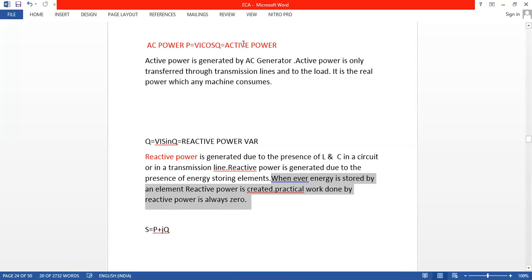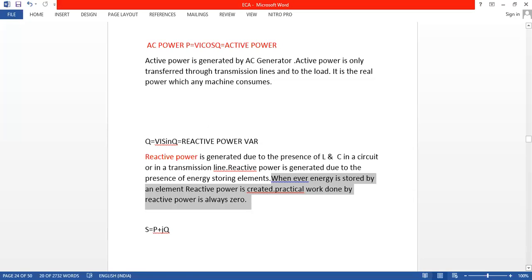Which power will rotate the fan? Active power. Okay. So what is reactive power? You have to remember the formula. What is the formula for reactive power? VI sine theta. And active power is VI cos theta. Just remember the formula. The proof we will see in the next class.